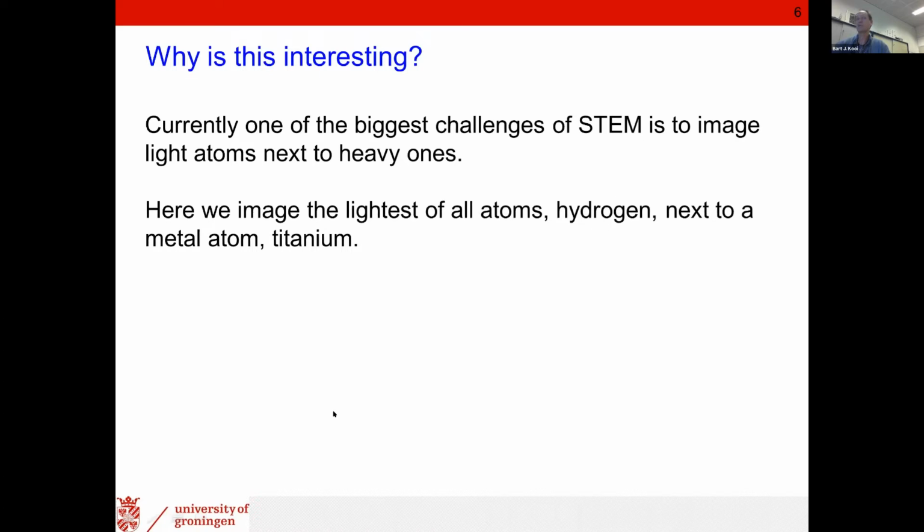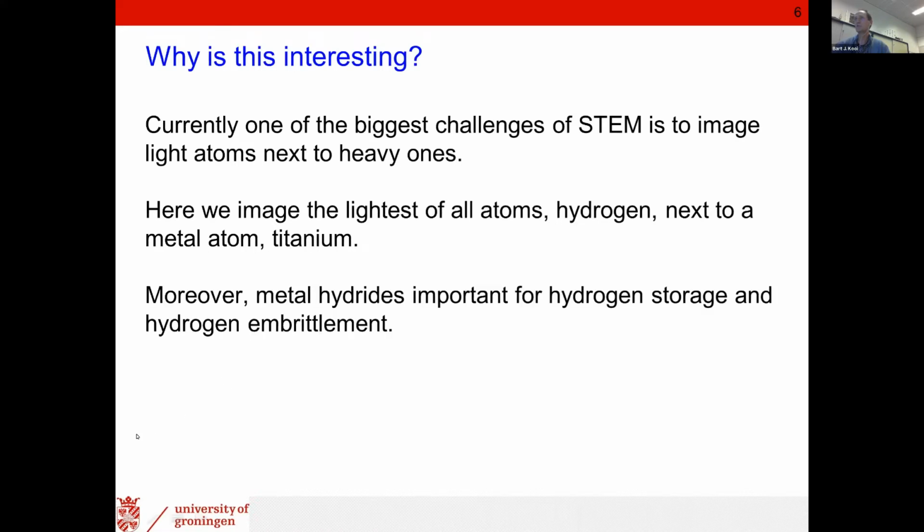This is hydrogen. Actually, we can do proton imaging. Yeah, single proton. In the end, it's not a single proton, but a column of protons. And we can image them at the same time next to, in this case, titanium atoms. That's what we do. And why is this also relevant from a material science perspective?